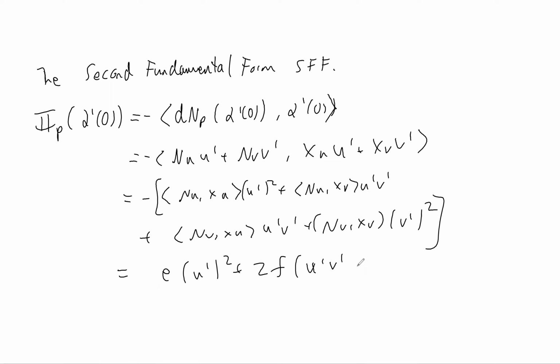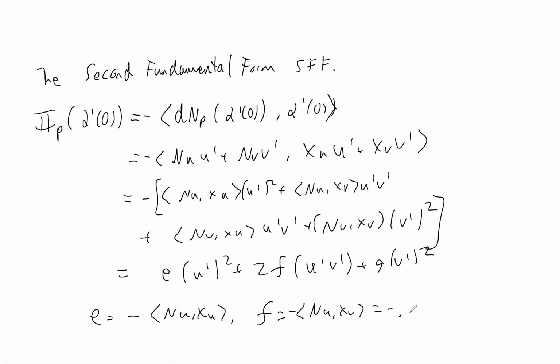U prime v prime plus g v prime squared, where e is equal to the negative of this inner product, f is nu xv or nv xu, and g is nv xv. So this is probably something that's notable to prove.